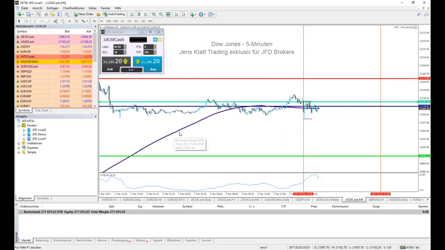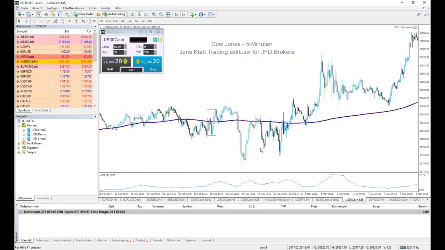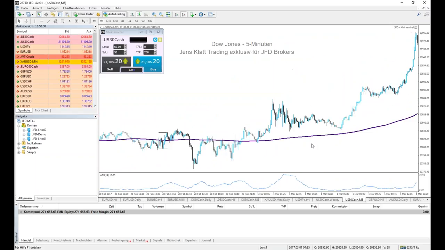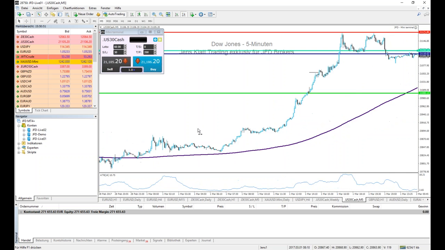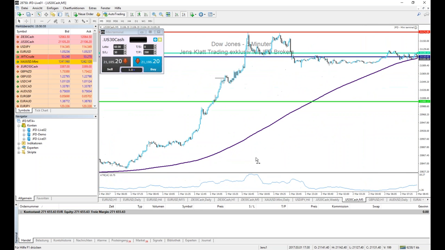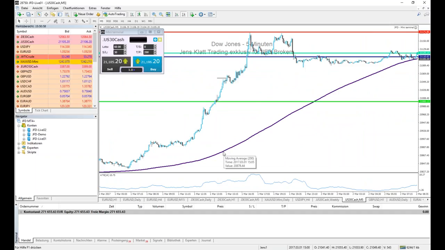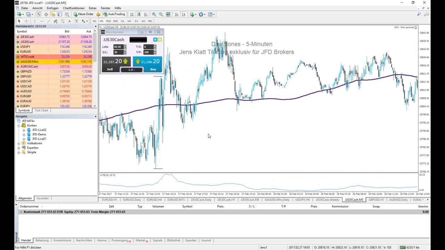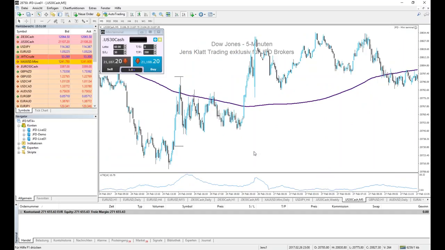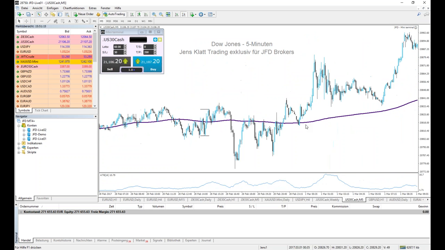So this purple line here now is the 200 SMA. It's the simple moving average for the last 1,000 trading minutes. So if you have 5-minute time frame, and you multiply it by 200, it's 1,000 minutes. So it's the simple moving average based on the last 1,000 trading minutes. Simple one: if you trade above this 200 SMA, you just trade the long side. If you trade below that, you just trade the short side. That's it. This is how you could identify the overall advantage in a very, very simple manner.